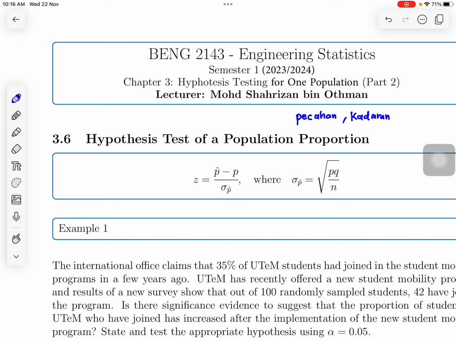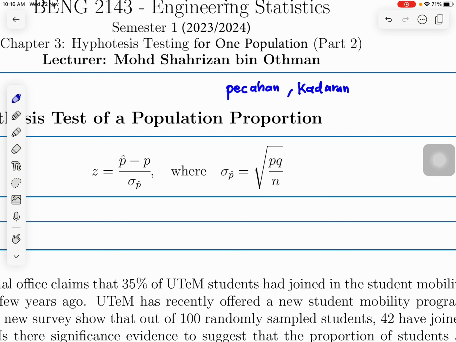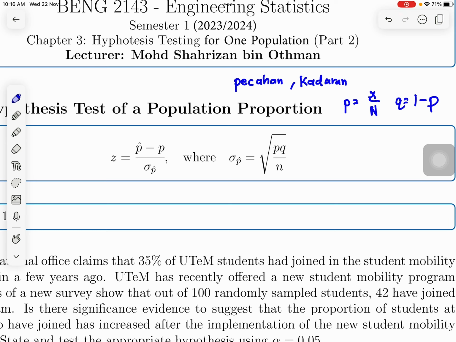ni, so bila kita nakkan let's say sample proportion of pelajar lelaki, let's say we have 30 out of 40 students, so the formula for proportion is P equal to X over N, if let's say for the population, and Q is 1 minus P. Okay, this one is for population, but if let's say it's about sample, it is P hat equal to X over N, and Q hat equal to 1 minus P hat.